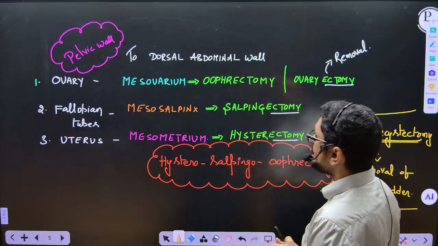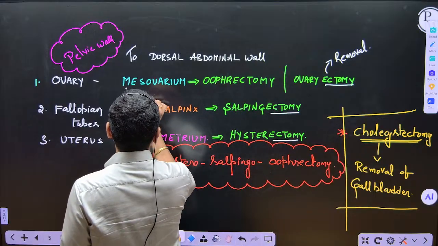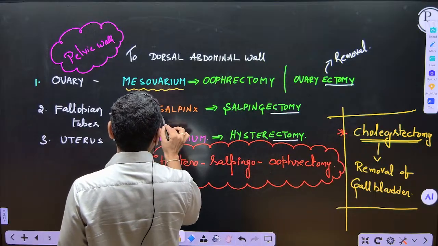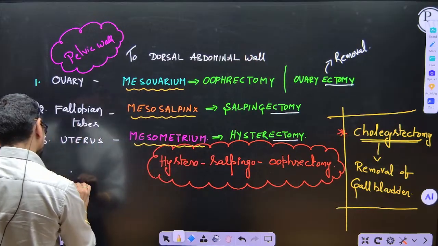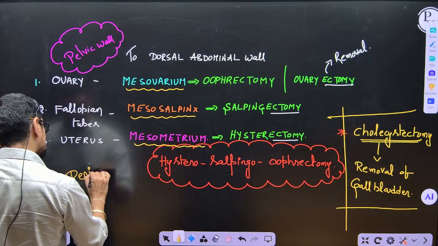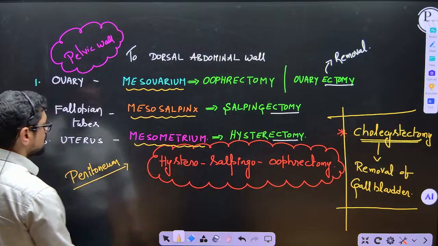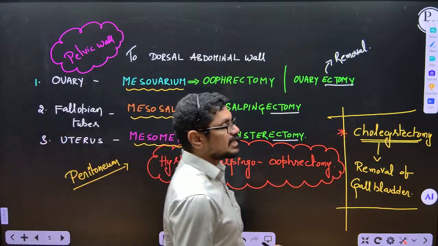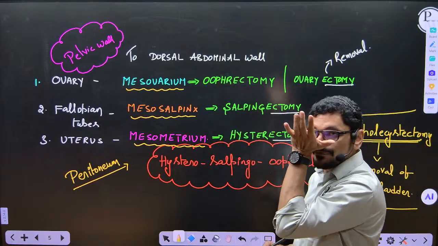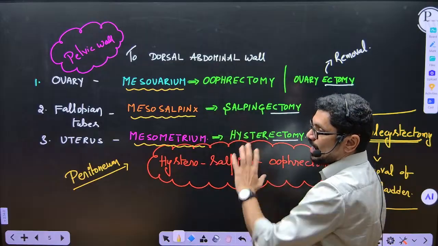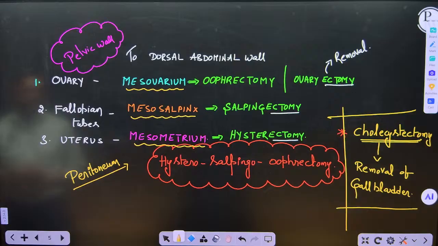So what is this mesothelium, what is this mesosalpinx, and what is this mesometrium? These are all peritoneal layers. Peritoneum is a mesodermal layer helpful for attaching these organs to the body part, attaching organs to the wall. All very important from the examination point of view. Please take one screenshot. I will go to the next slide.